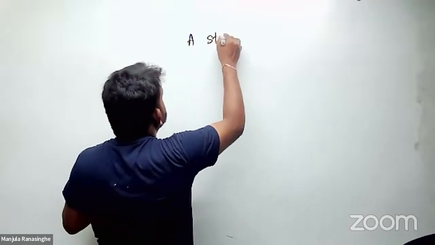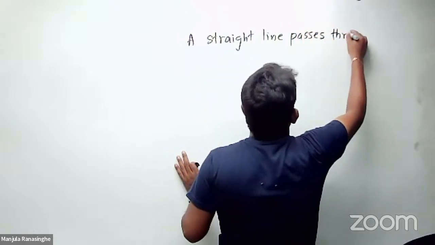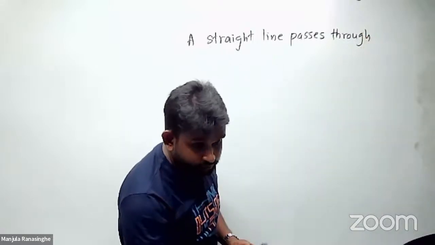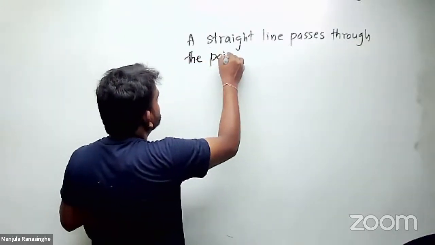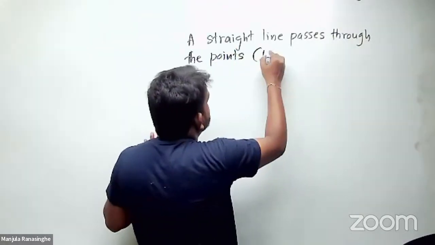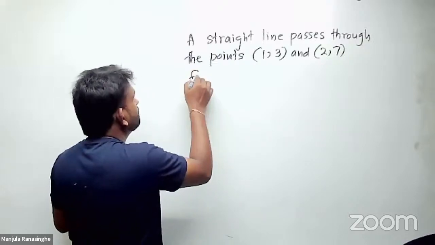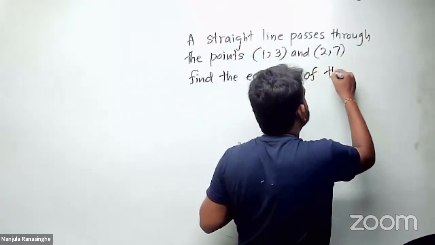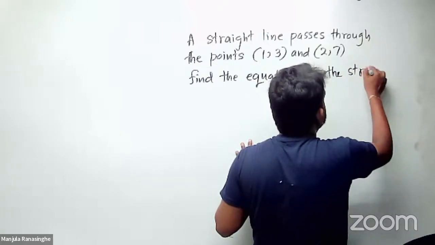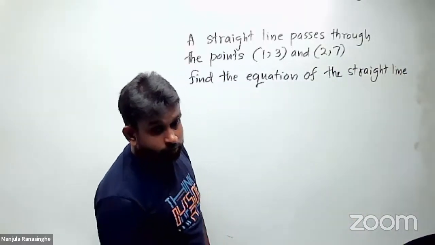Listen carefully. A straight line passes through the points 1, 3 and 2, 7. Find the equation of the straight line.